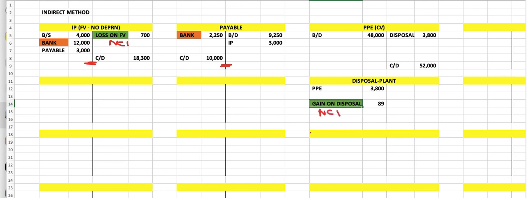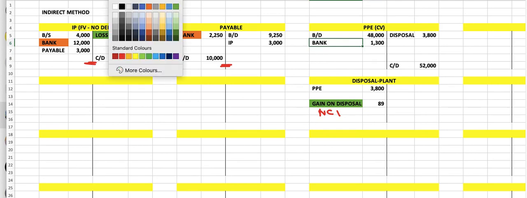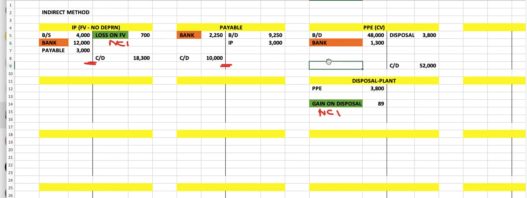Okay, settle. At the same time, a new equipment was purchased at the fair value of 1.3. So dia purchase PPE, of course kat sini lah asset bertambah. Okay, 1.3 million. So you write down as bank. So bank, kita letak warna orange. Mana? Ni kah? Okay. Alright, so settle yang ini.